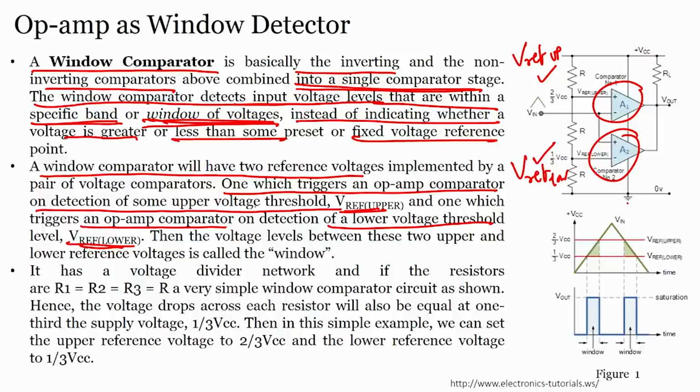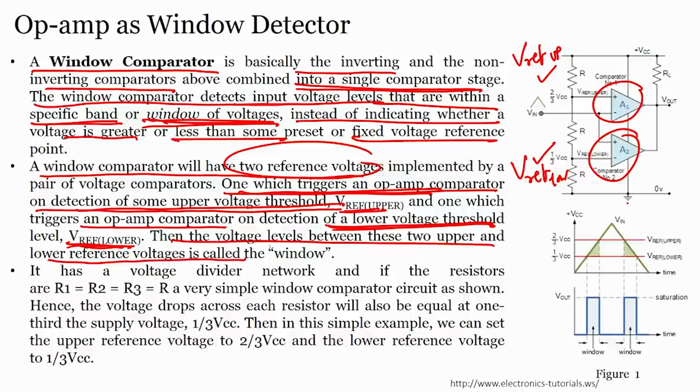So, that is what it says: it has two reference voltages, one which triggers an op amp comparator on detection of some upper threshold voltage, another on detection of lower voltage threshold which is V reference lower. Then the voltage levels between these upper and lower reference voltages is called the window.